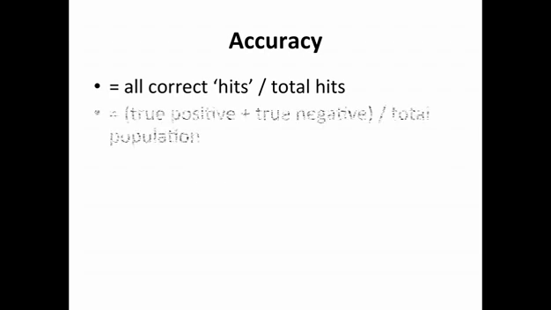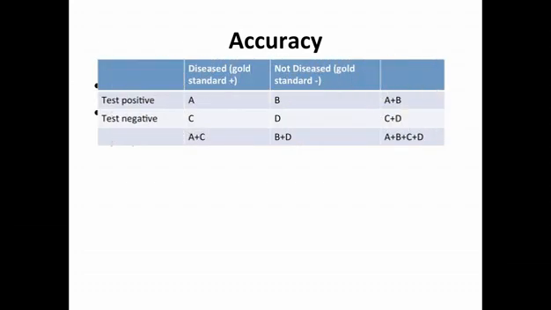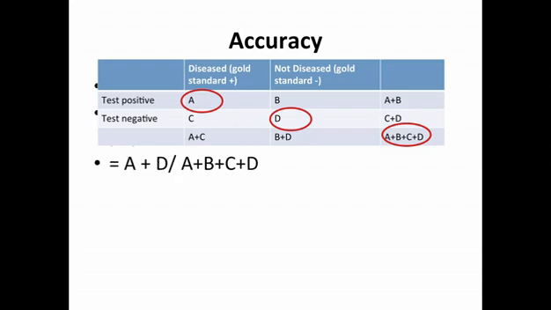Another important metric we can get from the 2x2 table is accuracy. Accuracy is the number of times we get something right divided by the number of times we attempt it. In other words, all correct hits divided by total number of hits. This can be expressed as true positive plus true negative divided by the total population. In this 2x2 table, accuracy is given by the values on the diagonal. A plus D divided by A plus B plus C plus D will give you the value of accuracy.